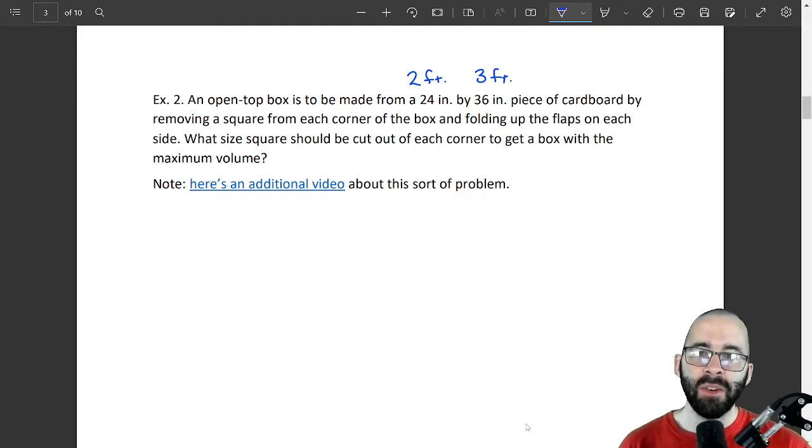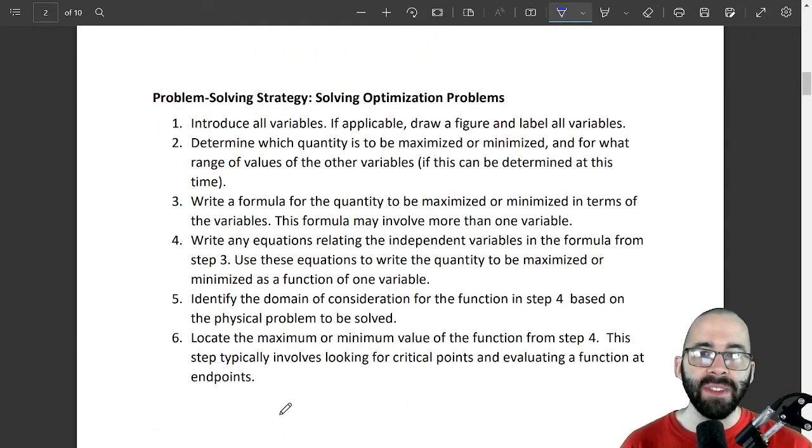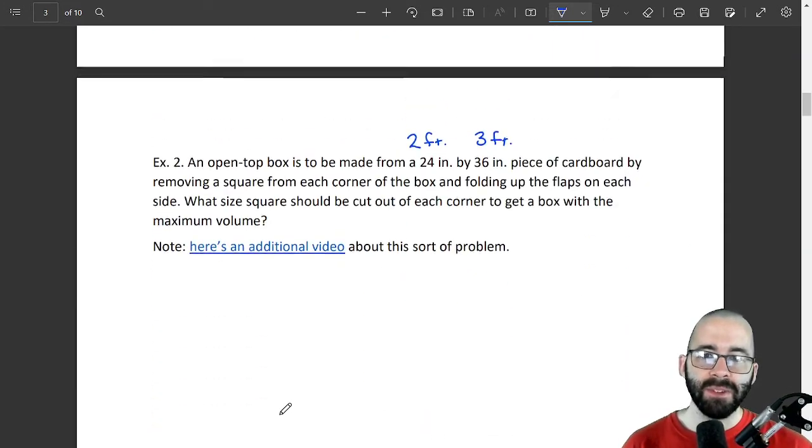Piece of cardboard by removing a square from each corner of the box and folding up the flaps on each side. Okay, I don't know what that means. We'll have to figure that out. What size square should be cut out from each corner to get a box with maximum volume? Well, let's go to the problem-solving method. Introduce all variables. If applicable, draw a figure and label all variables. So let's draw a figure. Let's try to figure out what's going on, and then we're going to make some variables.